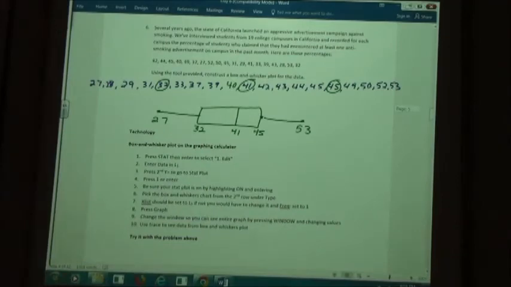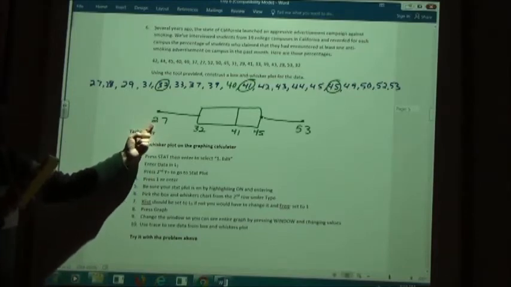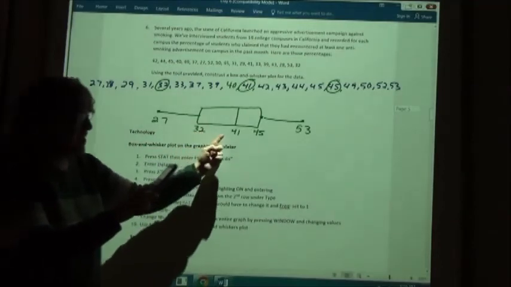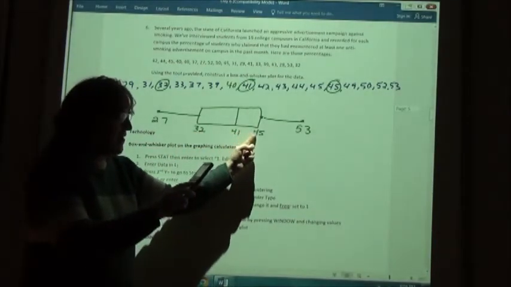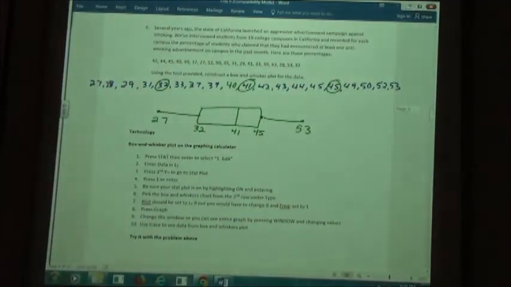If I hit my arrow keys, I can move over onto my quartiles and on the ends of my whiskers and see if my numbers match up like they should. So the very end number, when I have that highlighted, it should say 27. I got that one right. The next one says 32. The next one should say 41, and then 45 and 53. No numbers showed up online. They show up on the bottom.